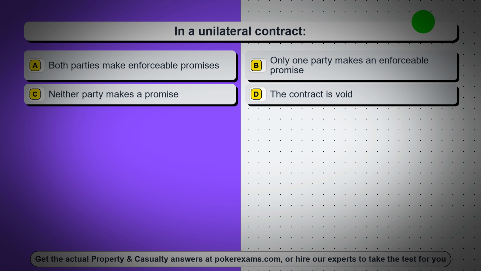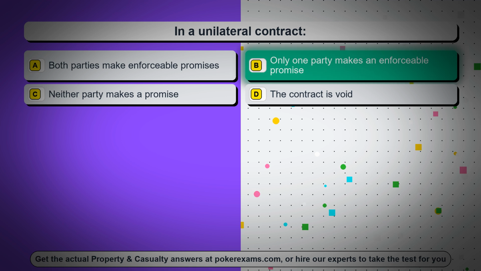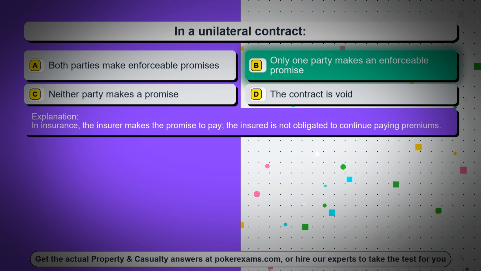Question 74. In a unilateral contract: Option A, both parties make enforceable promises. Option B, only one party makes an enforceable promise. Option C, neither party makes a promise. Option D, the contract is void. The correct answer is option B, only one party makes an enforceable promise. In insurance, the insurer makes the promise to pay; the insured is not obligated to continue paying premiums.